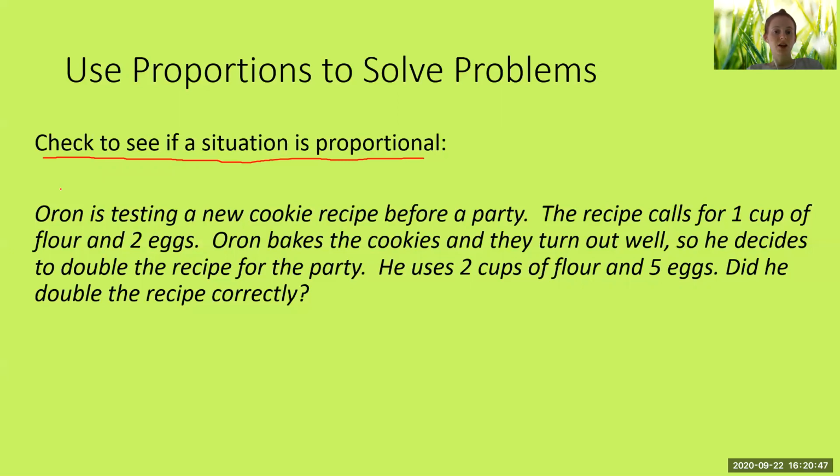So Aron is testing a new cookie recipe before a party. The recipe calls for 1 cup of flour, 2 eggs. They turn out well. He makes the recipe again. He decides to double it. He uses 2 cups of flour and 5 eggs. Did he double the recipe correctly? Another way we could say that is, is this situation proportional? Do these two ratios form a proportion?